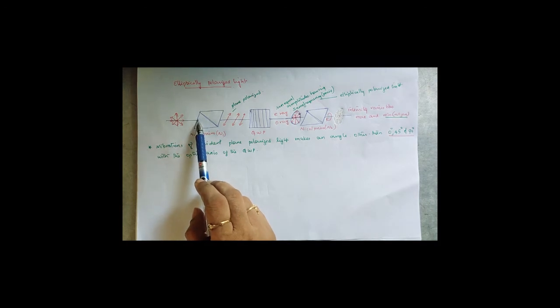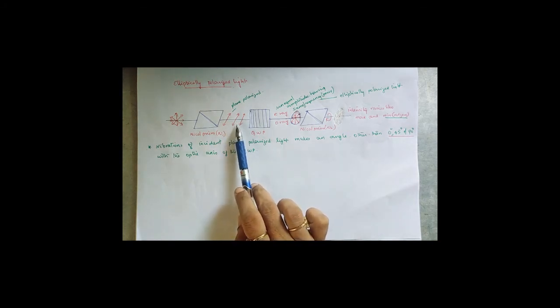Now how can we produce this elliptically polarized light? We just allow the unpolarized light to fall incident on the Nicol prism. If we allow the unpolarized light to pass into the Nicol prism, what happens? The ordinary ray gets reflected, and only the extraordinary ray is allowed to pass through it. We will get plane polarized light.